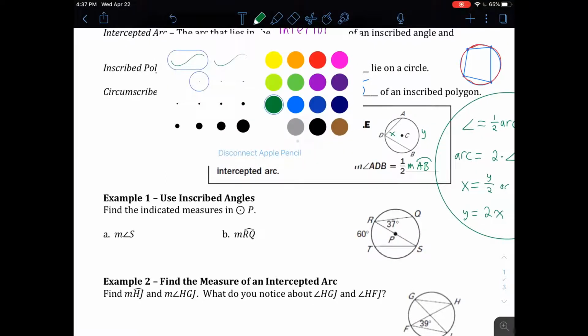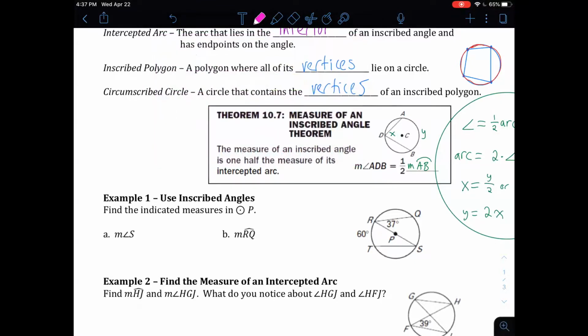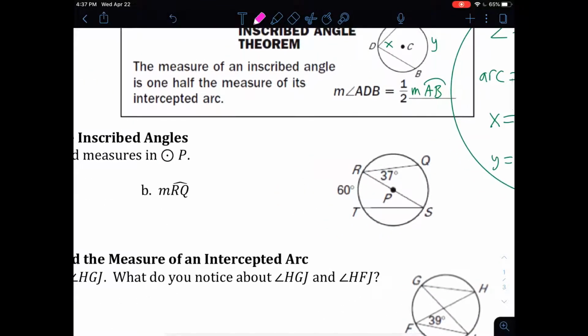Well, let's use a new fun color here. So we're looking for the measure of angle S, which is right here, this angle. All we know is this 37 over here is probably not going to help us, because that's for this arc over here. But what do we know about this 60 over here, right?